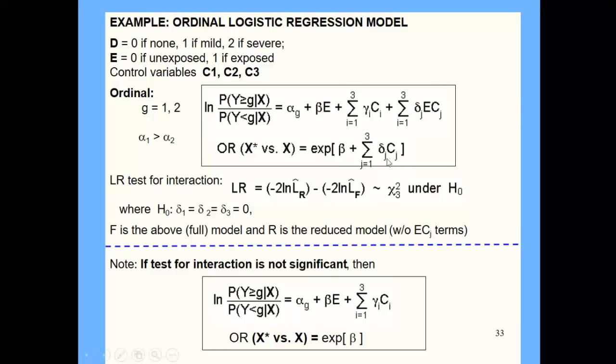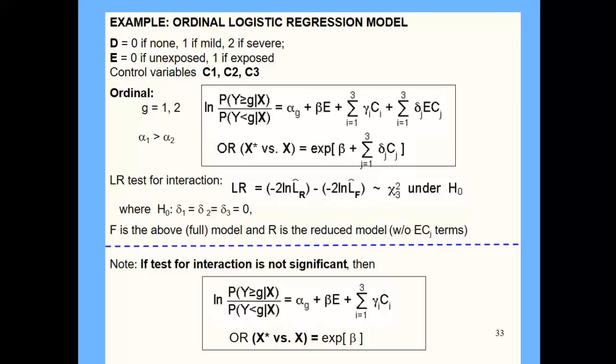In other words, there's no G in this formula because the G is in the alphas. The G is not within any of these variables. So that's the formula for the odds ratio. And if you wanted a test for interaction, the chunk test for interaction would be that the deltas that reflect the interaction terms, the E times C terms, would be equal to 0. How many deltas are there in this case?